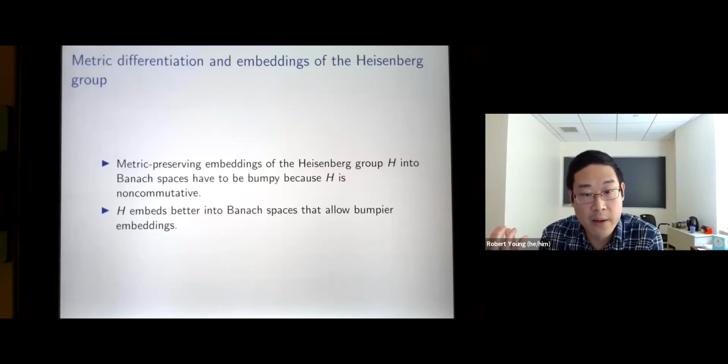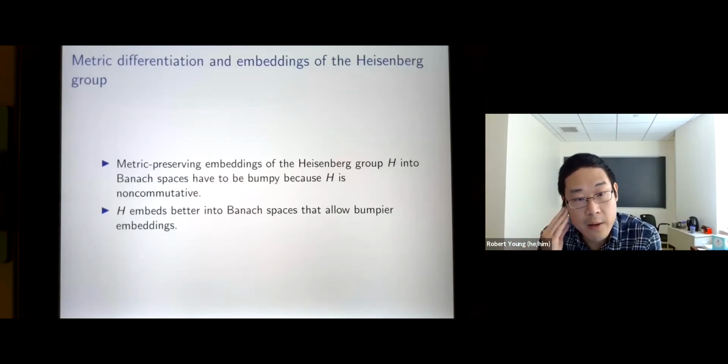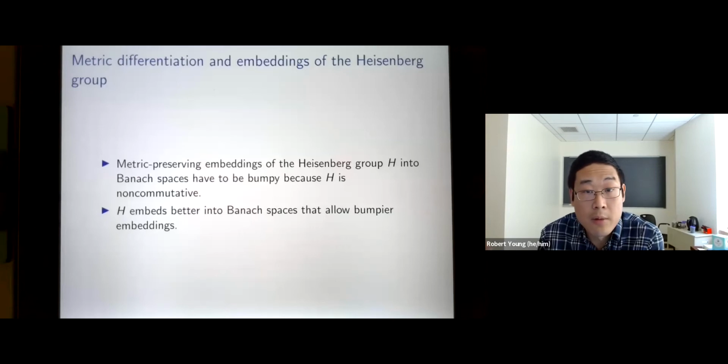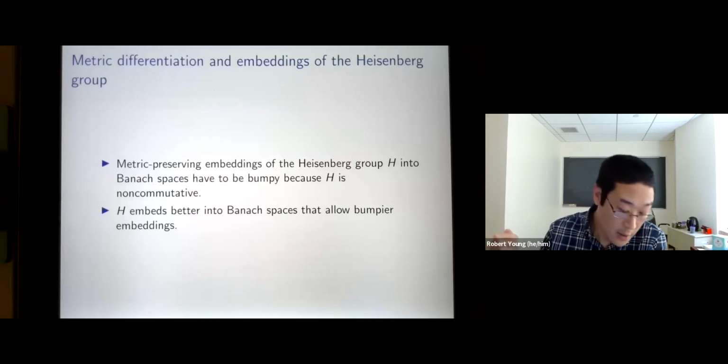And I want to talk about how that changes with different Banach spaces, because it turns out that good embeddings of the Heisenberg group into Banach spaces have to be sort of bumpy. They have to be complicated because of the non-commutativity. But different Banach spaces admit more complex maps than other Banach spaces. And so you can see a little bit of the geometry of Banach spaces by looking at which Banach spaces let you embed the Heisenberg group better or worse. Okay?